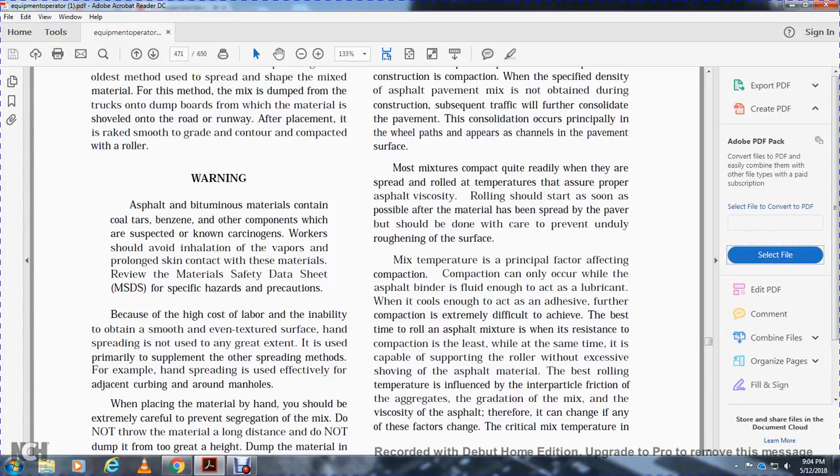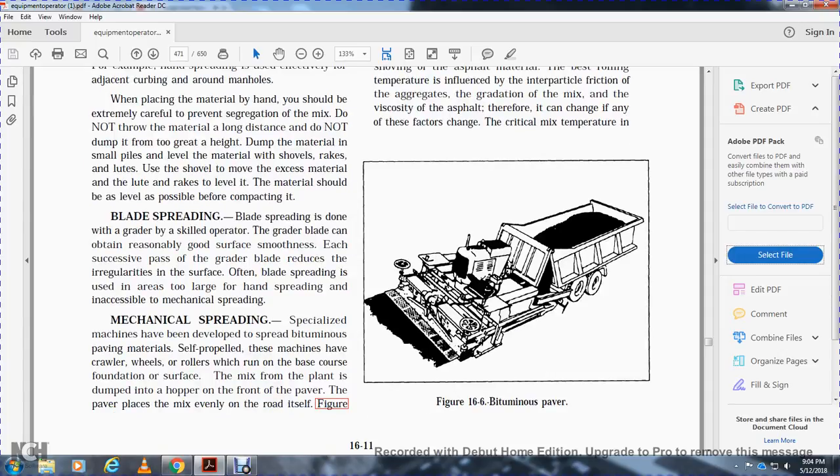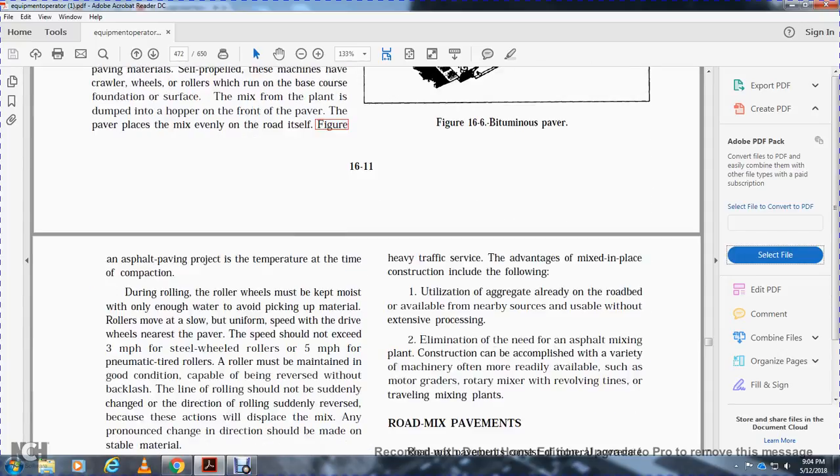The best time to roll is when the mix's resistance to compaction is the least, while at the same time it is capable of supporting the roller without excessive shoving of the asphalt material. The best rolling temperature is influenced by the interparticle friction of the aggregates, the gradation of the mix, and the viscosity of the asphalt. Therefore, it can change. These factors change the critical mixture temperature. Figure 16.6 shows the temperature of the asphalt mix at the time of compaction.